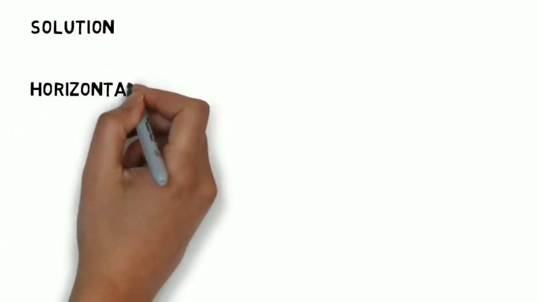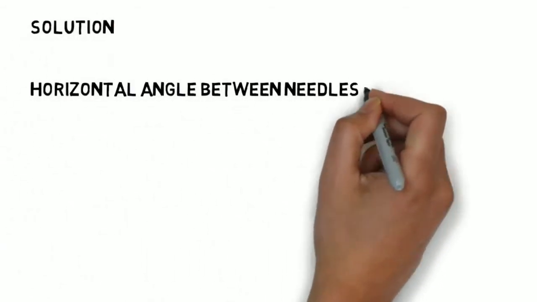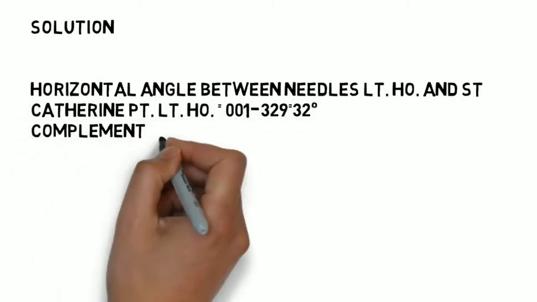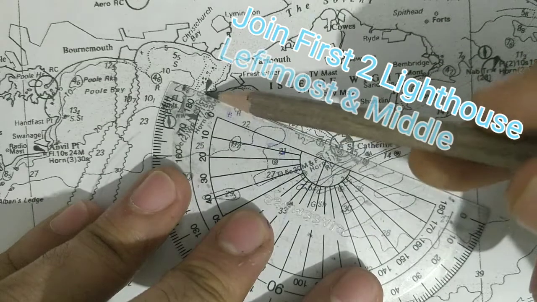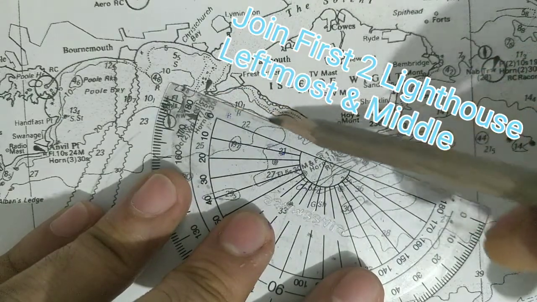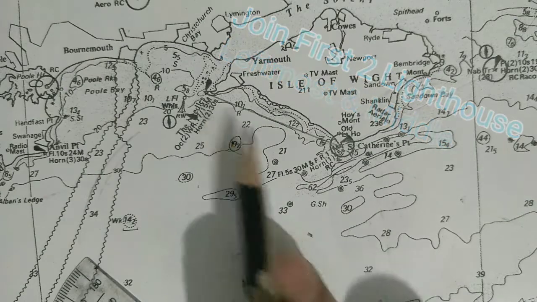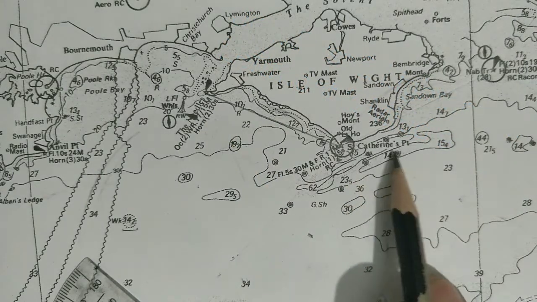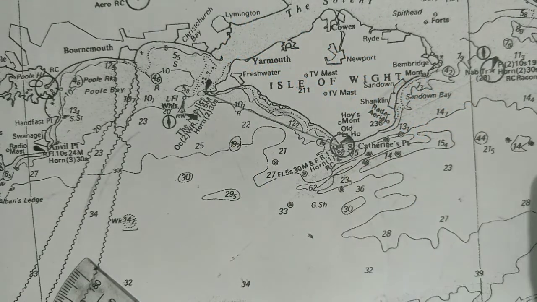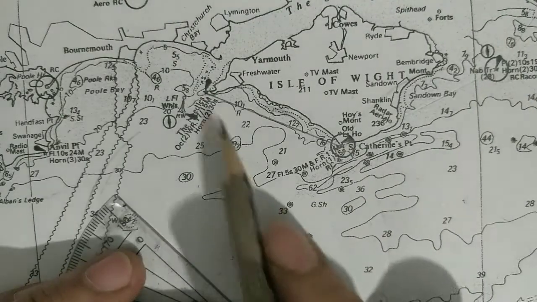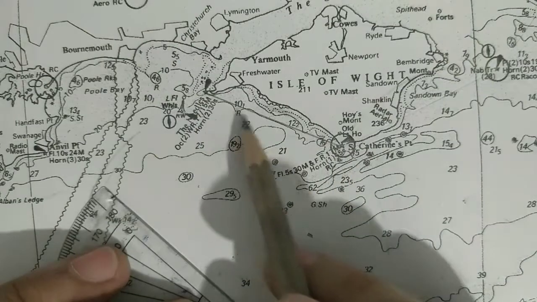So the solution. We know the horizontal sextant angle between the Needles lighthouse and the St. Catherine Point Lighthouse is 32 degrees. So the complement angle will be 90 minus 32, that is 58 degrees. First of all, we will join both lighthouses, the leftmost lighthouse, that is the Needles, and the St. Catherine lighthouse. We will take the lighthouses accordingly: the leftmost and the middle one first, then after that we'll take the rightmost and the middle one.